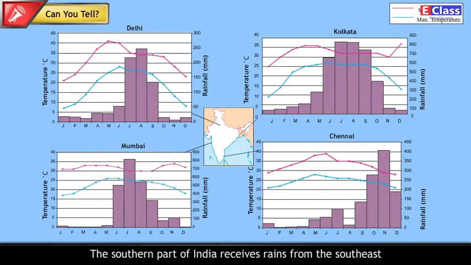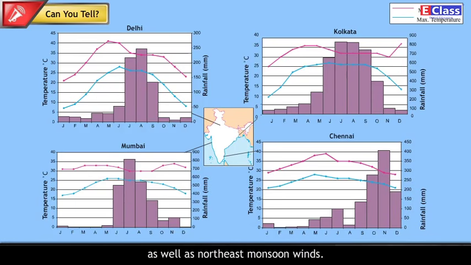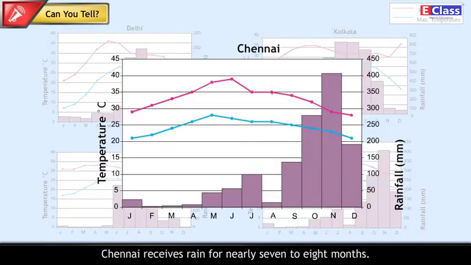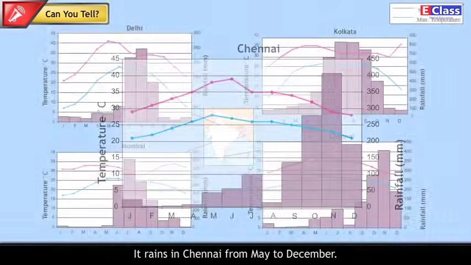The southeastern part of India receives rains from the southeast as well as northeast monsoon winds. Chennai is located in the southern part of India. Chennai receives rain for nearly 7 to 8 months. It rains in Chennai from May to December.